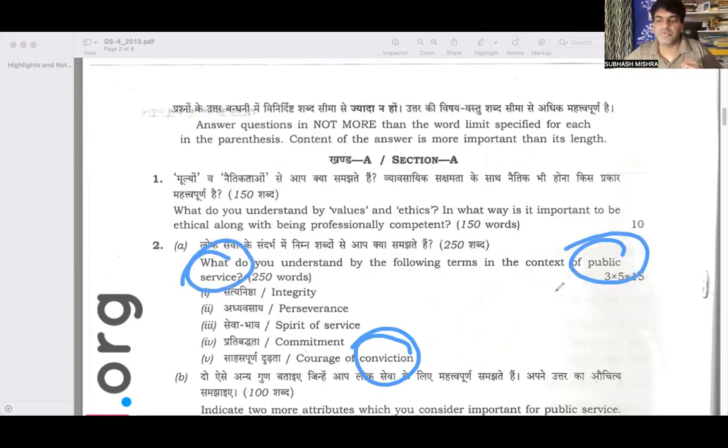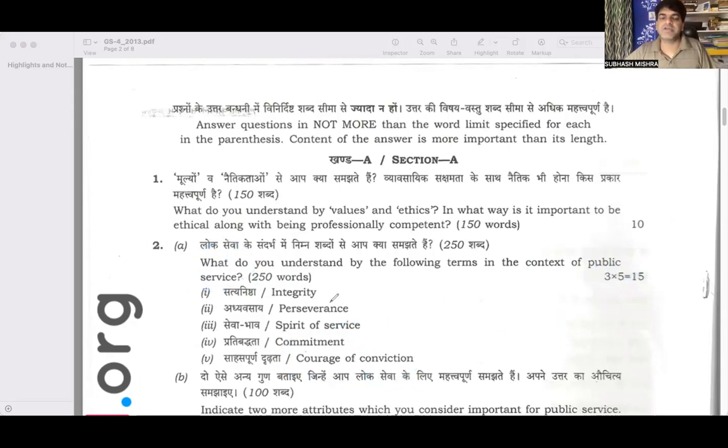And in public service, why is it necessary? Because to deliver citizen centricity and governance centricity, the law and order situation is dealt with by the rule of law. So if you have to follow the rule of law in letter and spirit, you need courage of conviction. So why am I explaining these words to you? I'm not teaching you each and every word. You have to prepare it on your own.